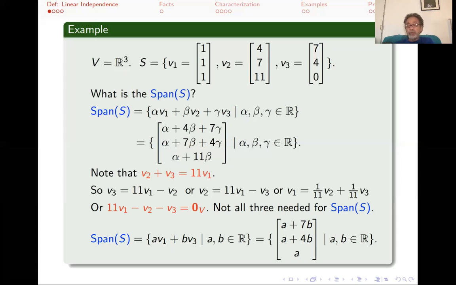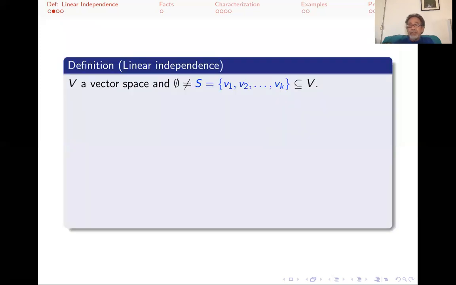If a vector walks through the door, you just look at its third coordinate and say, okay, that's A. Based on that, you decide what B is by looking at the second coordinate, and then you check whether or not the first coordinate is A plus 7B. It makes life a lot easier. We do not want situations where we're trying to find the span of a set of vectors, and those vectors are linear combinations of each other. And that's where linear independence comes in, and now we're ready to define linear independence.